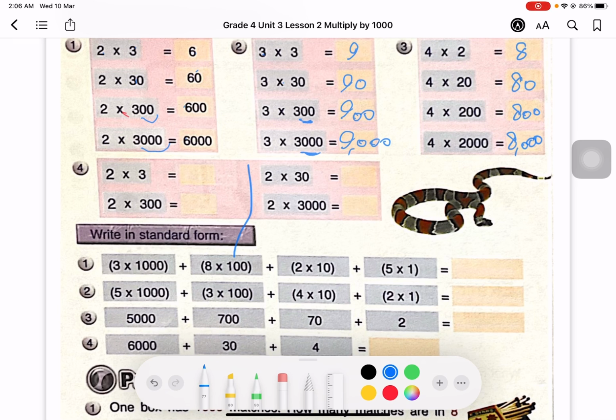Now let's do this part. 2 by 3, how much is 2 by 3? Yes, it is 6. So when you multiply 2 by 300, you will write 6, then you will drop 2 zeros. The basic fact is 2 by 3. The basic fact is 2 by 3, 6, drop 1 zero. 2 by 3, 6, and drop 3 zeros. Okay? So write the standard form.